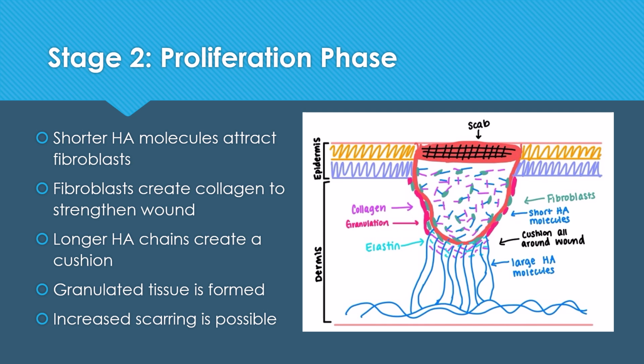cushion. Elastin is a protein that makes up most of the connective tissue in the skin. The sign that this stage is progressing well is the formation of granulated tissue. This is the skin that looks red or pink and can still be sensitive as this new skin grows in. This is also the step where if HA was not present, then there could be an increase of scarring in the skin.